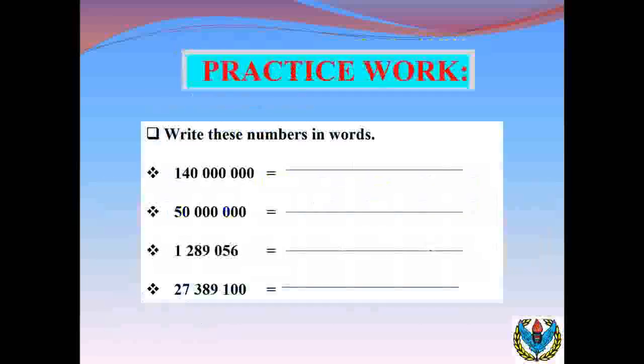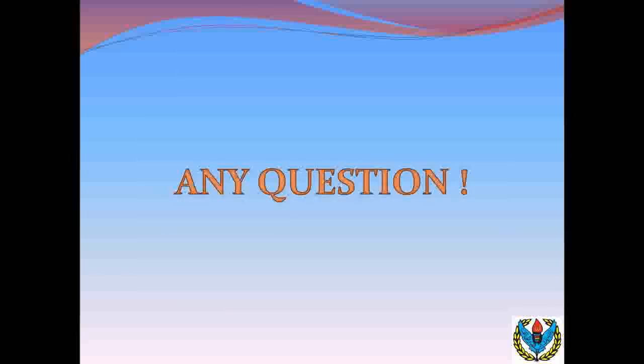613,421,005. This is your practice sheet. You need to write these numbers in words. Here the first number is a 9-digit number. With the help of the place value chart, you will assign each digit its place value and will write it in words. If you have any question, please write to us in the comment box.